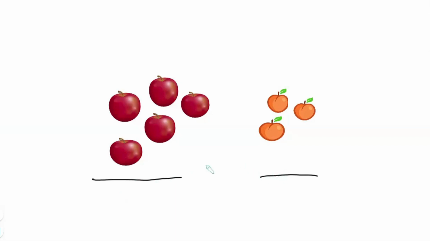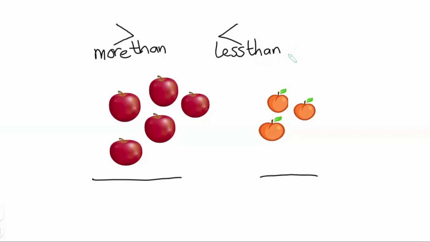So what we're going to be doing is using some symbols to compare the groups. Here are the symbols that we're going to use today. This symbol means more than, more than. This symbol means less than, less than. And this symbol means equal to, equal to.